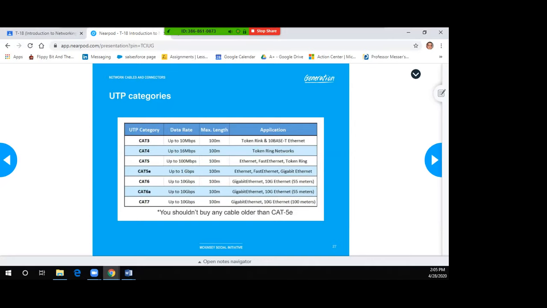Okay. That's all it gives you. The category rating gives you the data rate possibilities of the cable. The awesome thing about all of this is that the maximum length of all this copper is always 100 meters. The only variance is when you come to 6 and 6A: if you want the 10 gigabits, it has to be under 55 meters. That's the only catch. Otherwise, you get your full speed on any of the other ones.